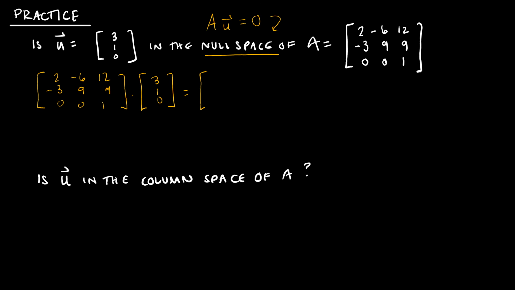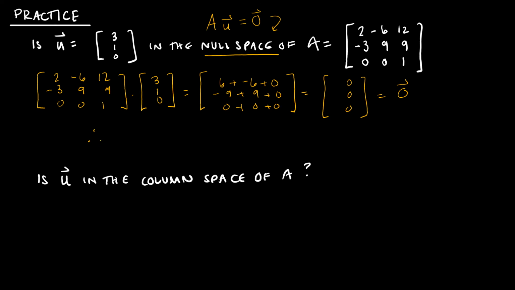That's going to give me 6 plus negative 6 plus 0, and then negative 9 plus 9 plus 0, and then 0 plus 0 plus 0. And I end up with 0, 0, 0. Because this is the 0 vector, which is what I was looking for, I can say, therefore, u belongs to Nul A.